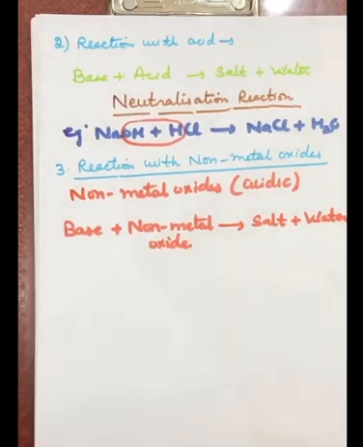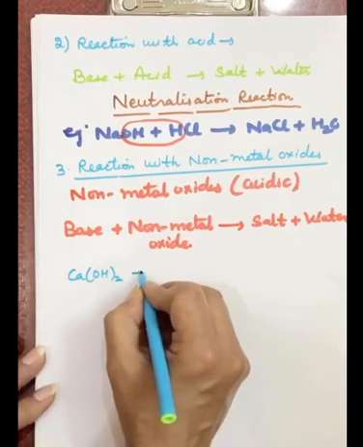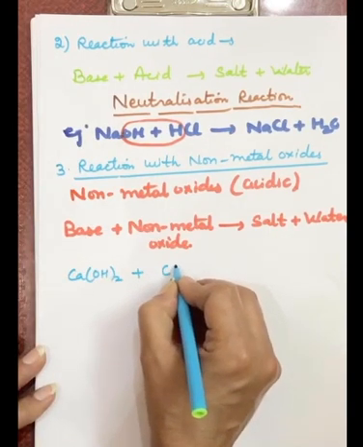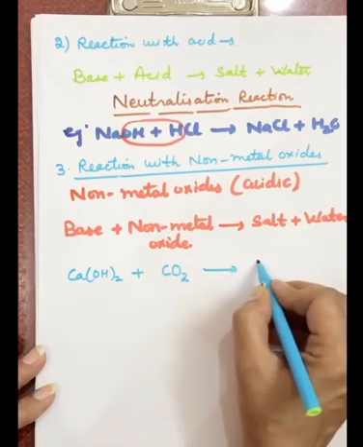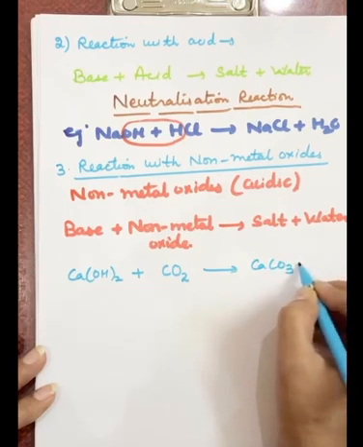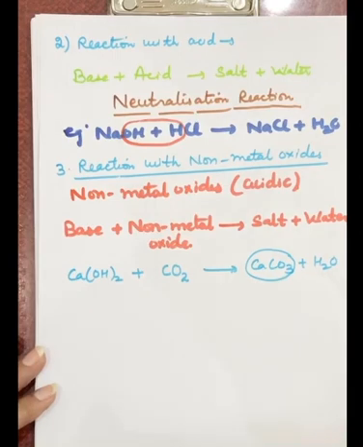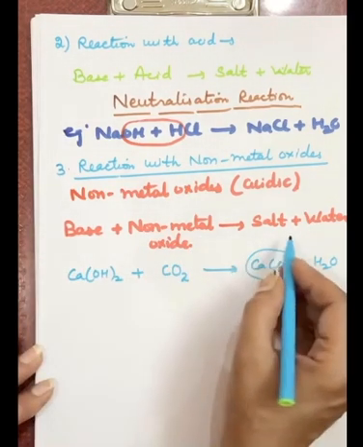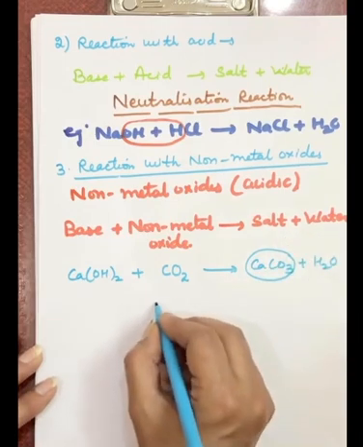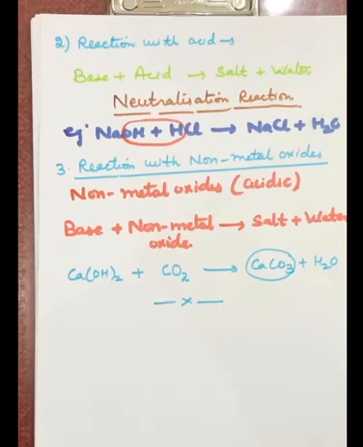For example, the base we are taking here is calcium hydroxide, and the non-metal carbon's oxide is CO2. It forms calcium carbonate along with water. The salt formed here is calcium carbonate. So whenever bases react with non-metal oxides, there is formation of salt and water. So this is a topic about the properties of acids and bases.